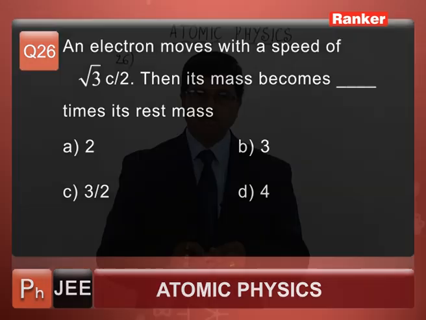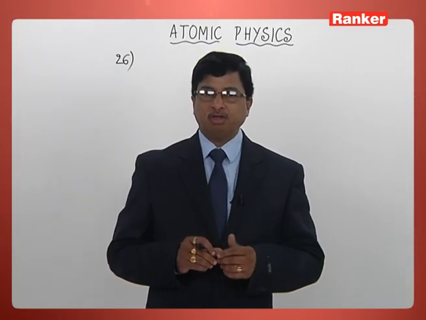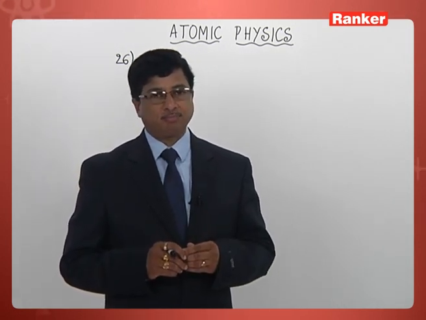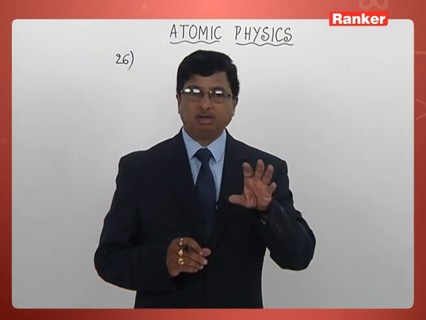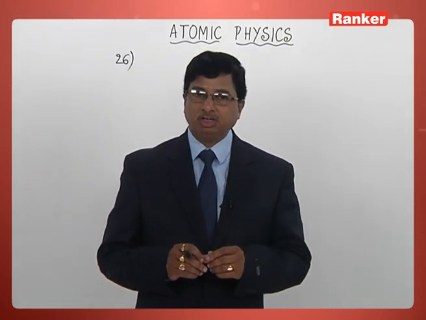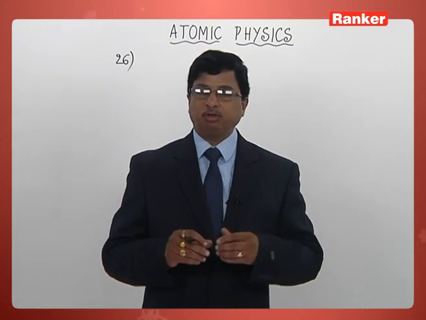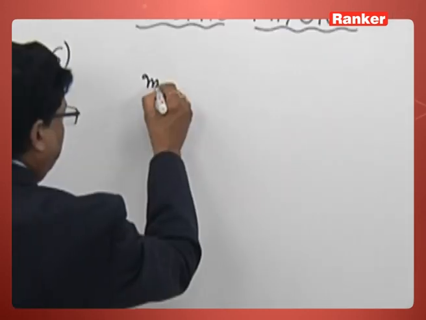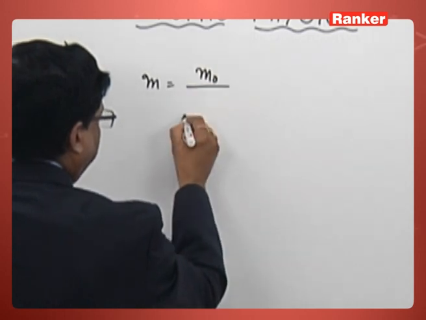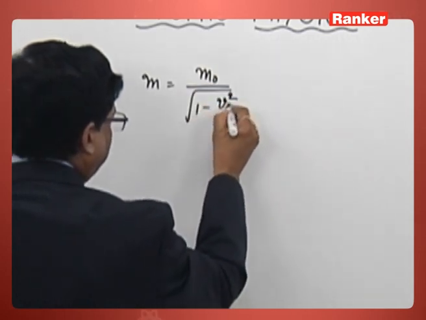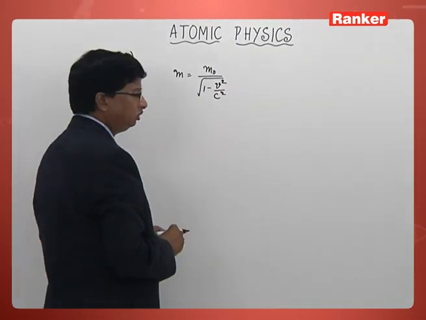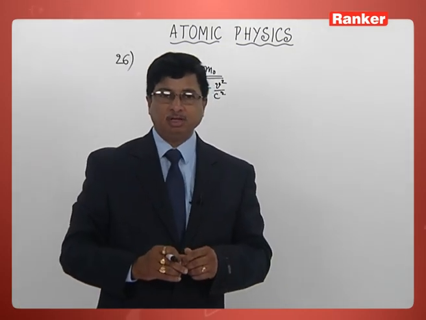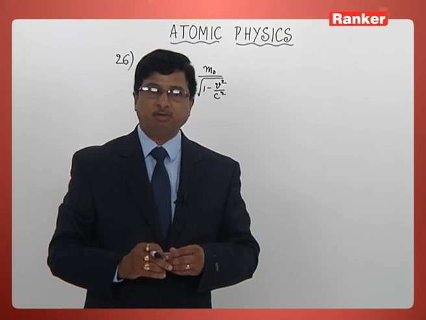You should recollect once again from the theory of relativity what has been given by Einstein, how the mass of a particle varies with respect to its velocity. In fact, we have discussed the same formula in this form: m is equal to m naught by root of 1 minus v square by c square. This is the variation of mass predicted by Einstein by taking the theory of relativity.